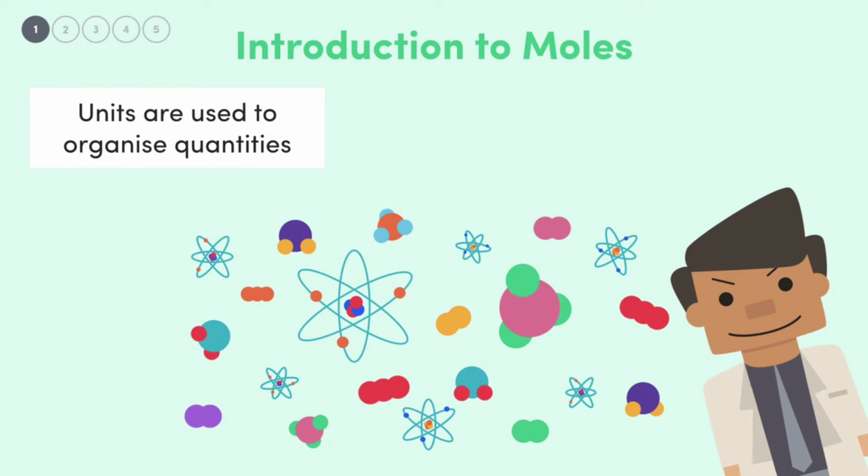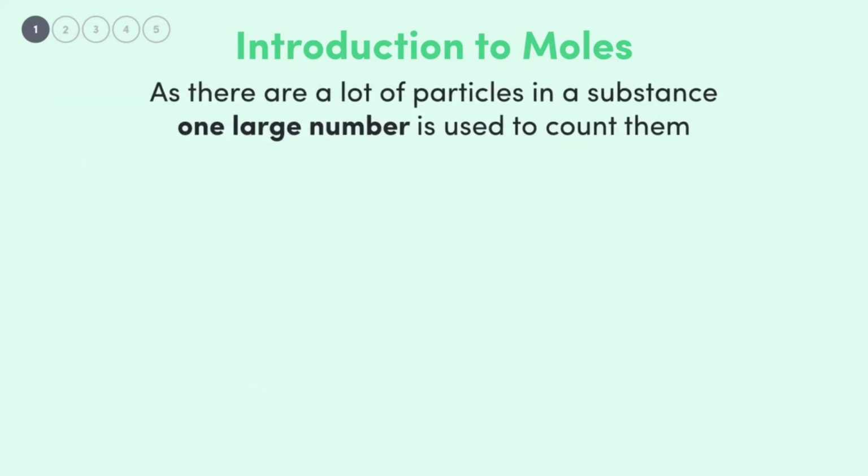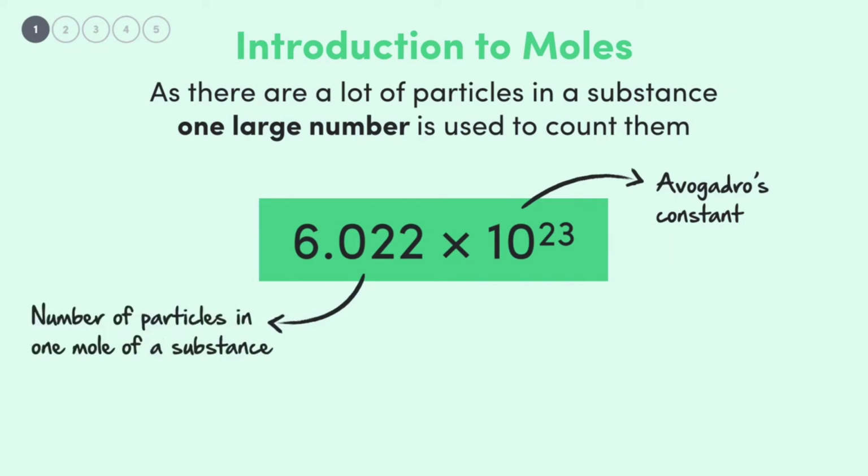So it makes sense that we would use a large number to help us count the number of atoms or molecules in a substance. That specific number, 6.022 times 10 to the power 23, is known as Avogadro's constant. It gives us the number of particles in a mole. Don't worry about needing to remember this. It's going to be given to you on your formula sheet. So in other words, no matter what substance you're talking about, we say a mole of it is 6.022 times 10 to the 23 particles of it.